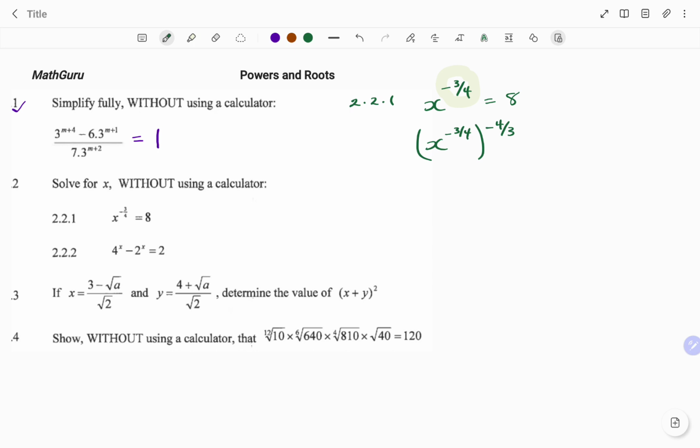Note that I'm trying to look for the inverse that will make the power of x positive 1. And whatever you do on your left, you also do on your right. So I'm also going to raise the right hand side to negative 4 over 3. If I multiply out the powers here, negative 3 over 4 times negative 4 over 3 will give you 1. I'm left with x to the power of 1 equals 8 to the power of negative 4 over 3.